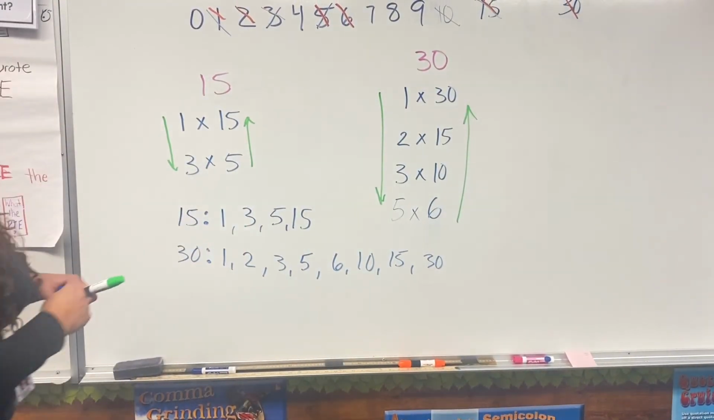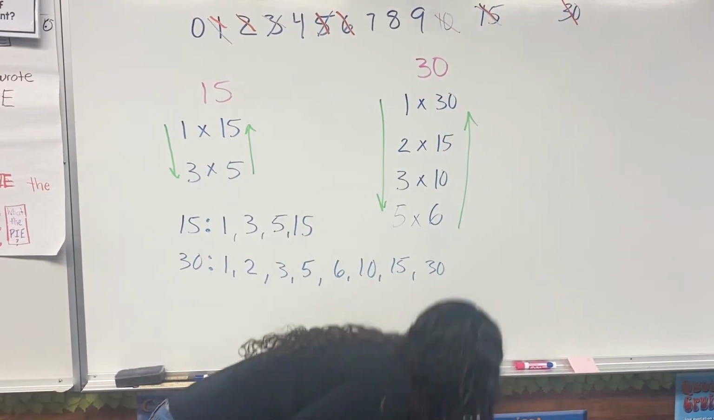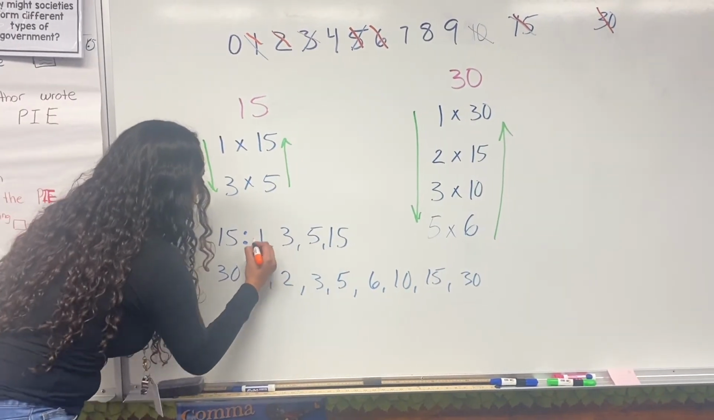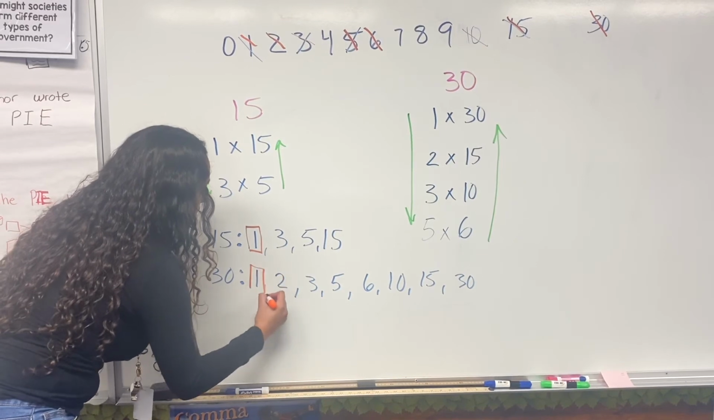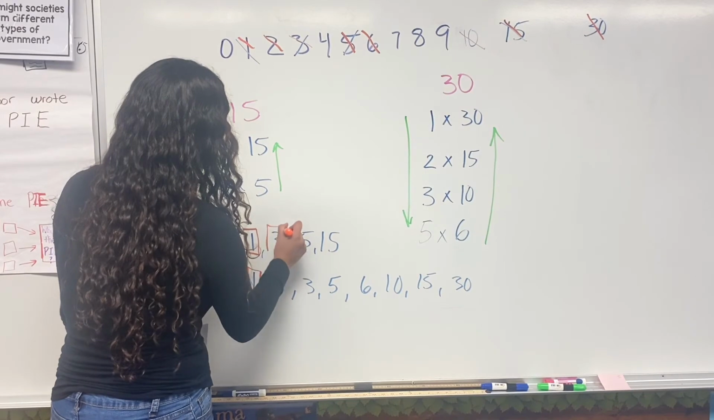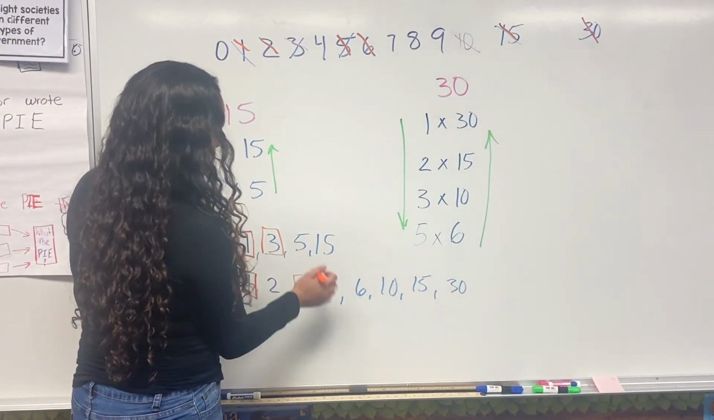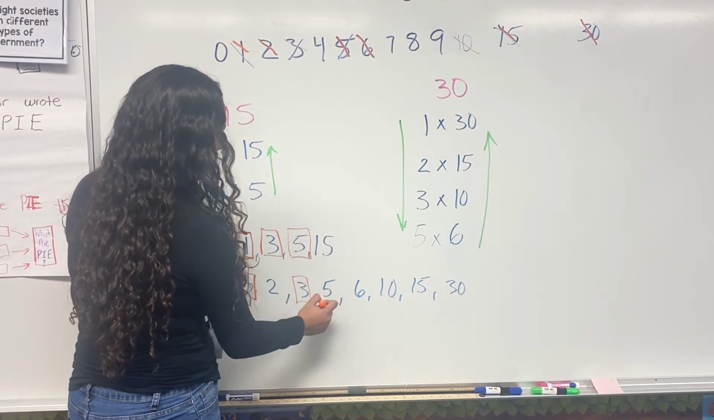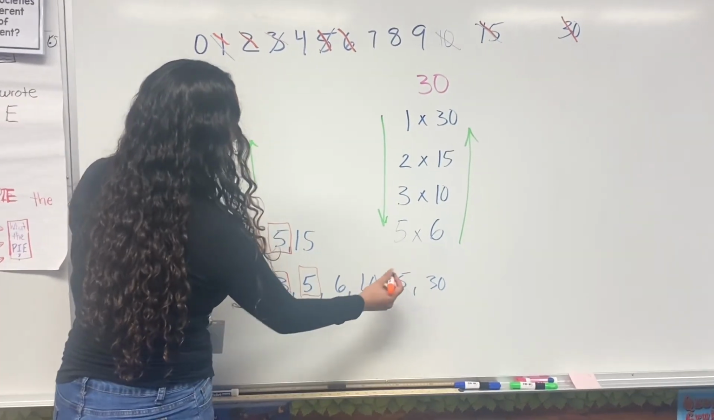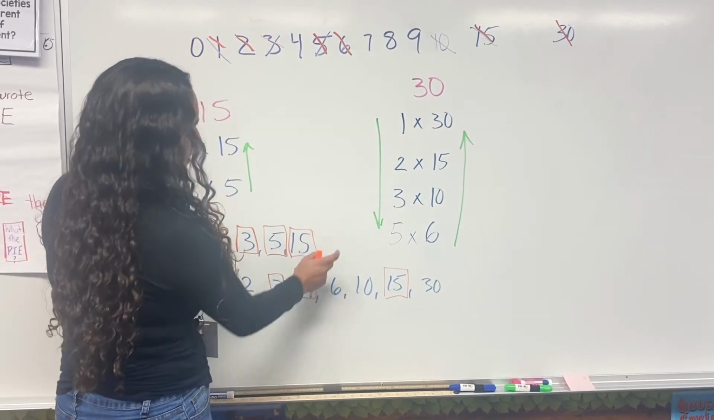All right. Next step. She's going to pull out her common factors. Orange. Orange it up. All right, so find the common factors. They have 1 in common. They've got 2. No, that one doesn't have a 2. I see 3 on both sides, so I'm going to box that in. I see 5. They both have a 5, so I'm going to box that in. The top doesn't have 6, the top doesn't have 10. But the top does have a 15, so I'm going to box that in. And that one doesn't have a 30.